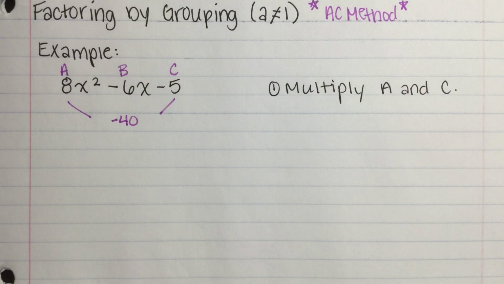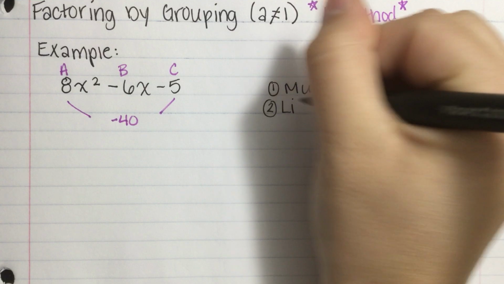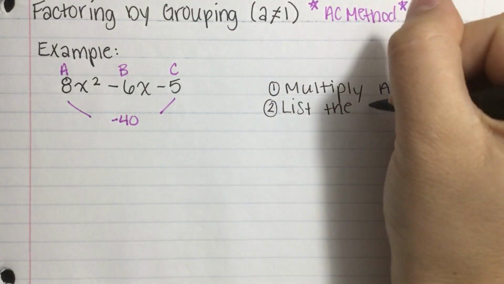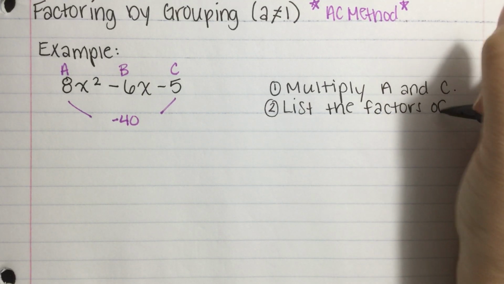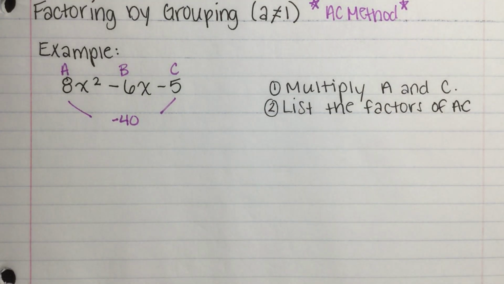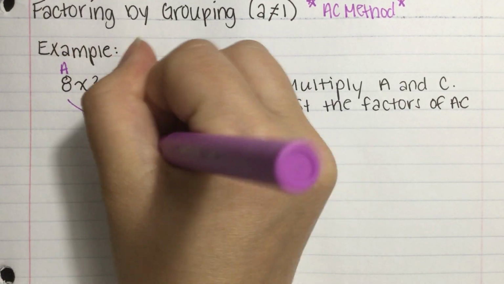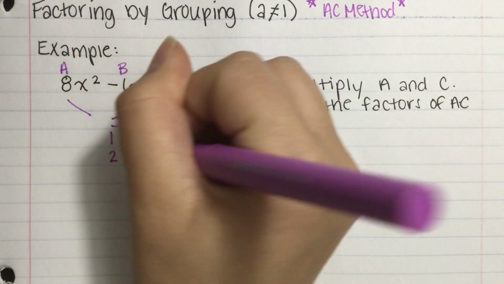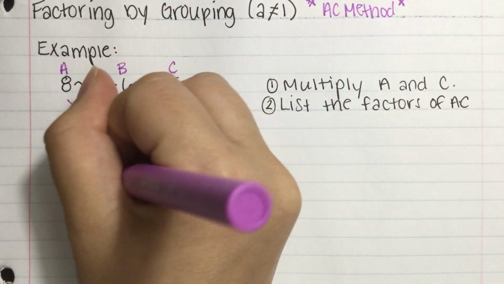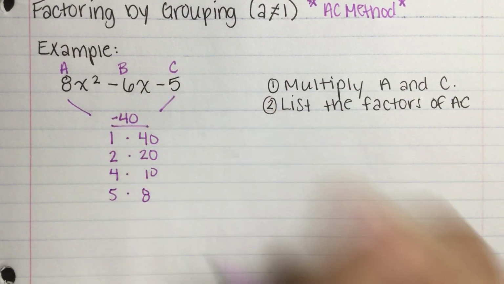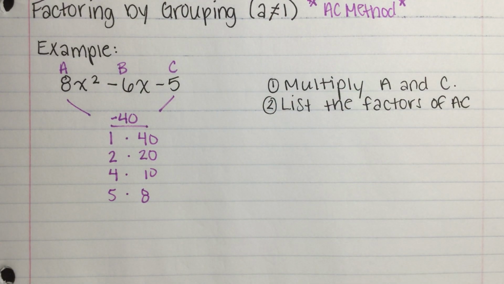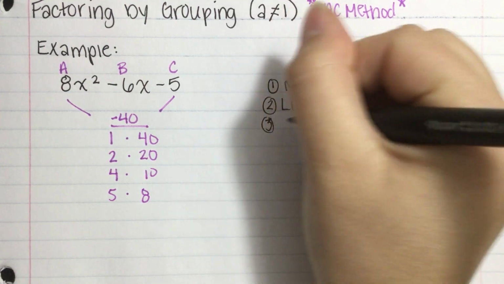Then what we're going to do is we are going to list the factors of A times C. So if I have 40, I'm going to list all my factor pairs of 40. I've got 1 times 40, 2 times 20, 3 does not go into that, but 4 does, 4 times 10, and 5 times 8.